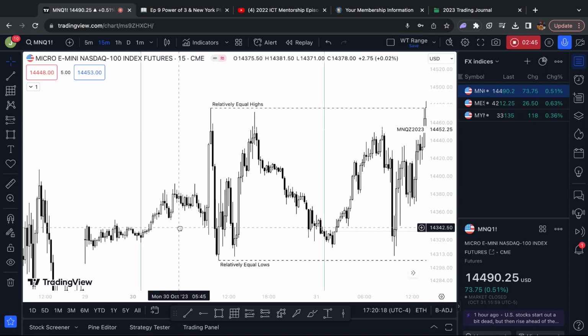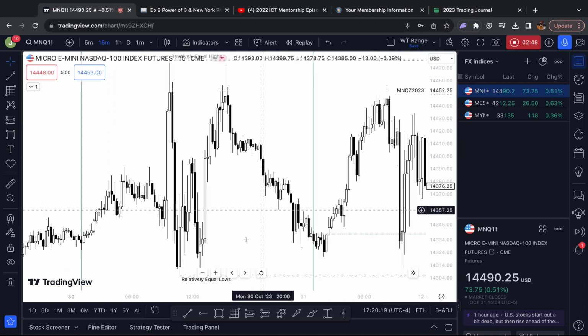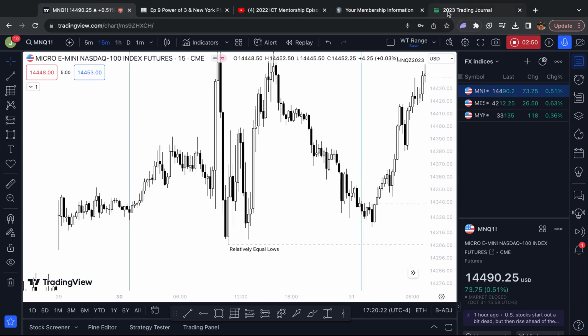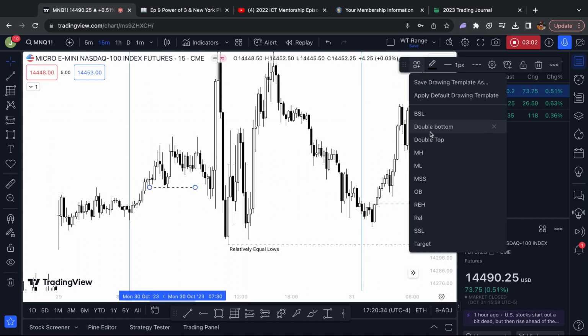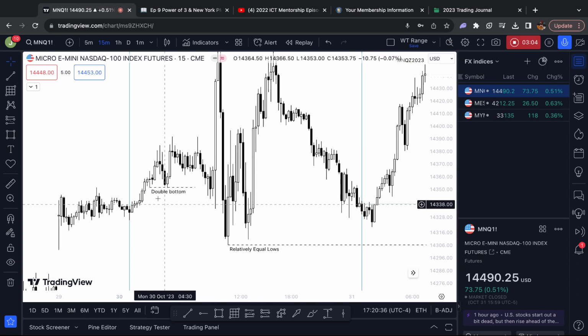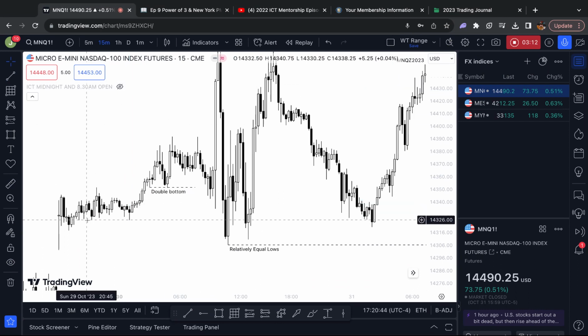And you could also use this. Let me quickly show you what I had before. Basically, I had this as my drawn liquidity right here. We had a double bottom. This was for yesterday's. We had a double bottom here, and we also have a double bottom right here. Boom.